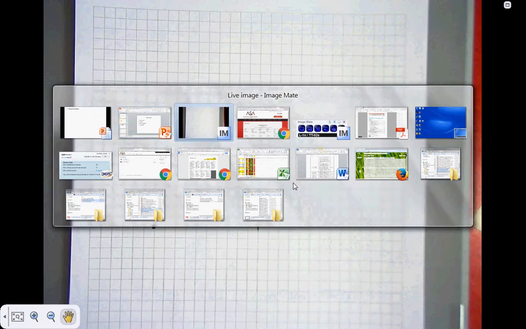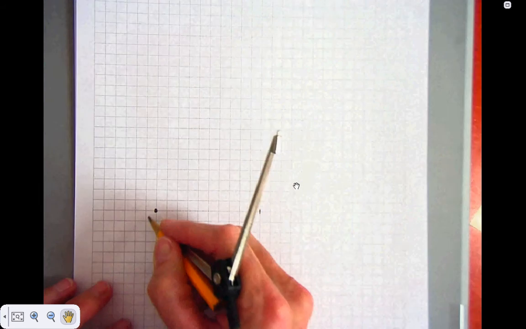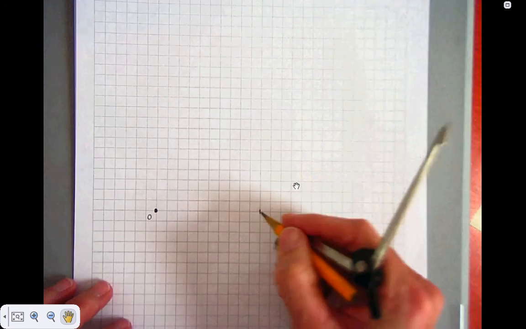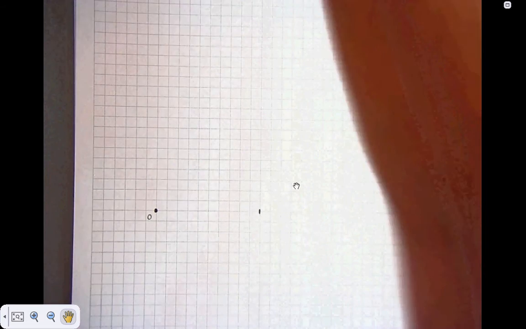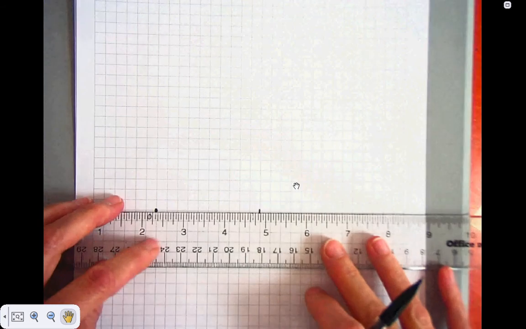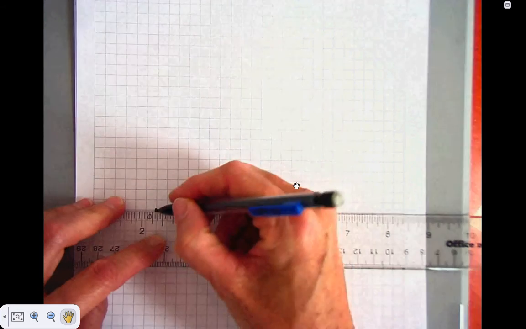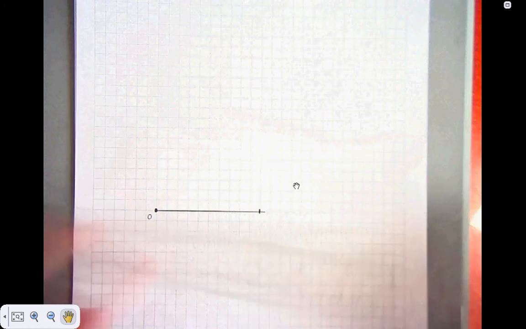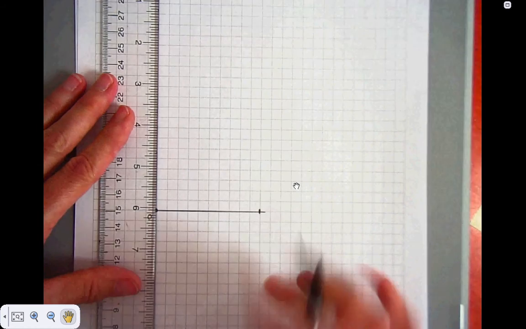So let's go ahead and demonstrate that. So here we have our unit, or our graph paper. I'm going to do this on several types of graph paper. And so if we've marked a center O, and this mark right here is 10 units away. Now we want to make sure that we have our grid lines. So we're going to go ahead and draw our horizontal line and our vertical line.